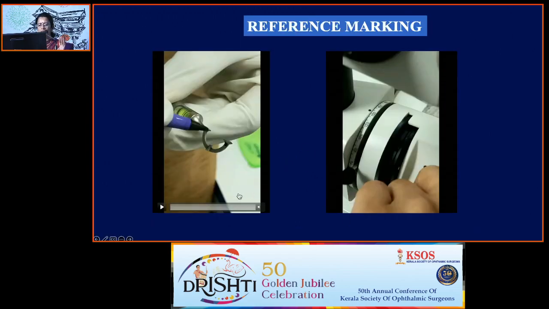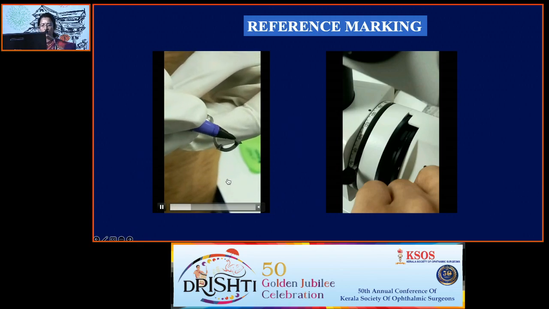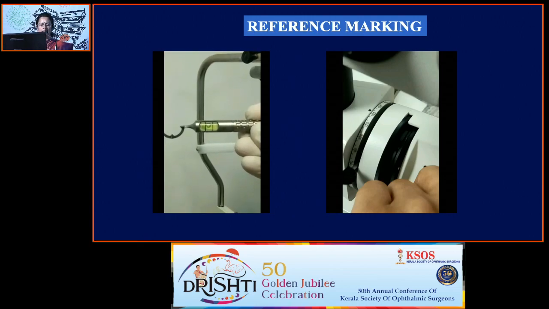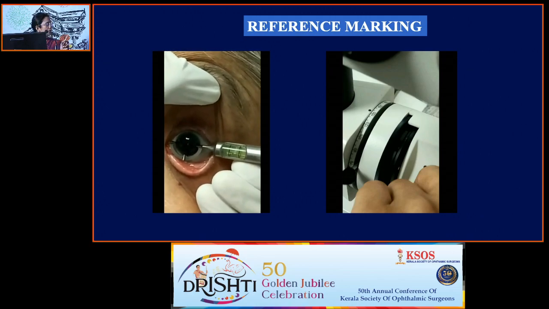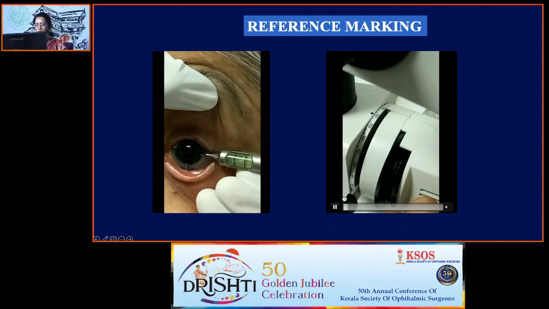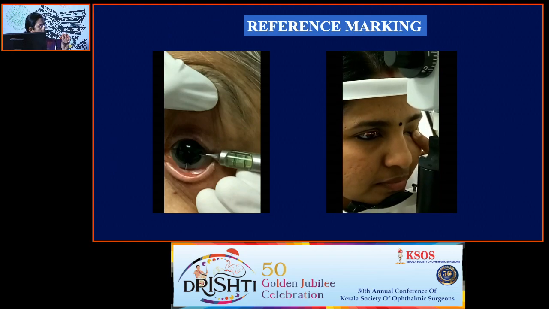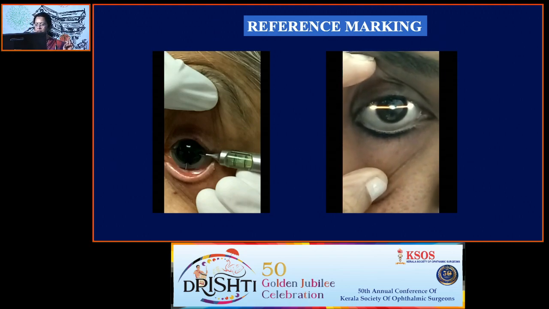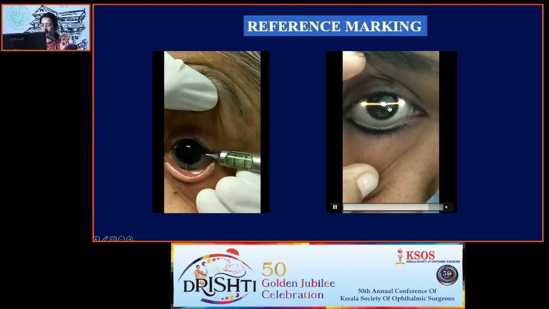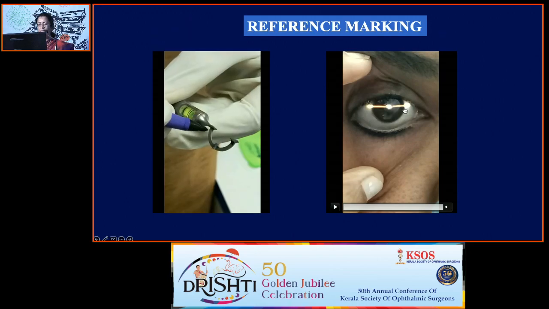Here I am using a bubble marker for reference marking. When the bubble is in the center, you have to mark the cornea at the limbus as shown here. Then it will be 0 and 180. The bubble should be in the center. This is a slit lamp based method. The beam is rotated to the horizontal position, and the patient is asked to look straight. When the Purkinje image is in the center, you have to mark the cornea where it touches the limbus.